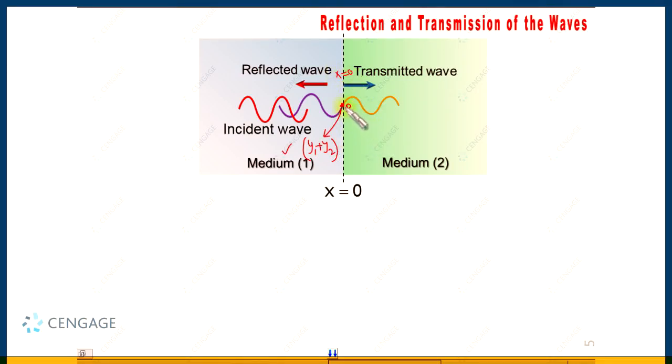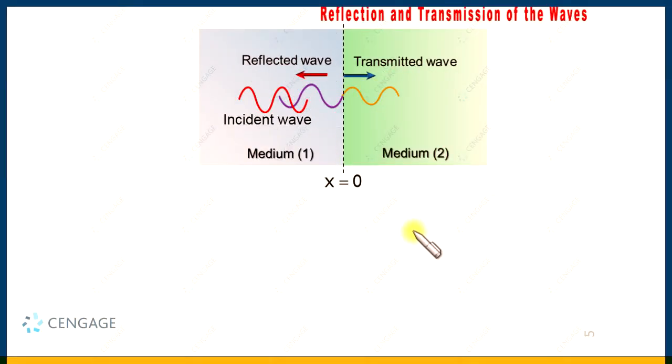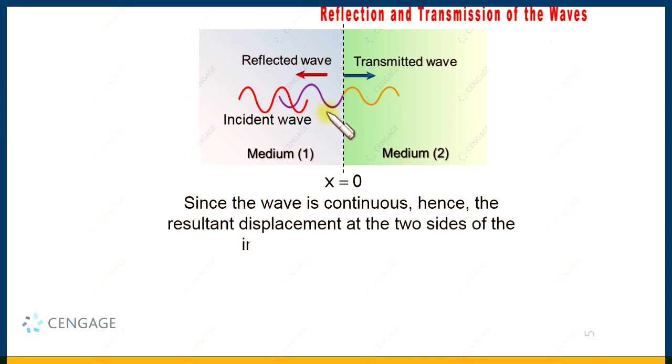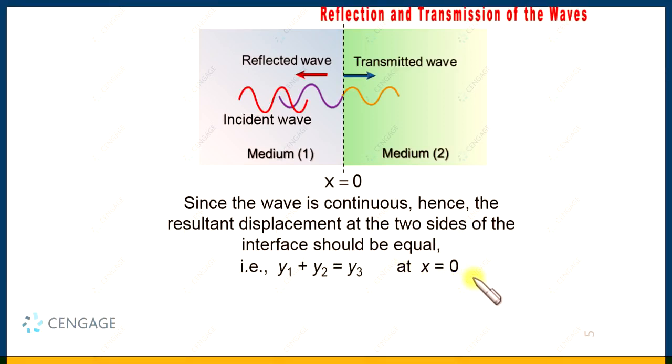And if we calculate the displacement of the same point using the property of medium 2, in medium 2 we have only one wave, so we can write this displacement as y3. Now, because of the continuous nature of the wave, the resultant displacement on the two sides of the interface should be equal. That means we can write y1 plus y2 equal to y3, because one point cannot have two displacements. So y1 plus y2 equal to y3, at x equal to 0.